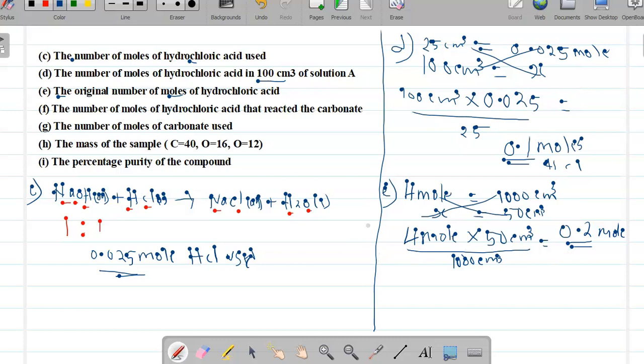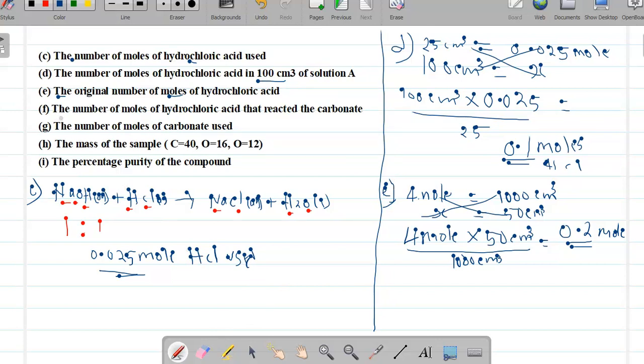So this is the number of moles of the original acid before it reacts with the base and the carbonate. We have taken the original molarity, which is 4 molar, is equal to 1000. What about 50? That's what we have. We have done it. Here is 4 molar. Okay.